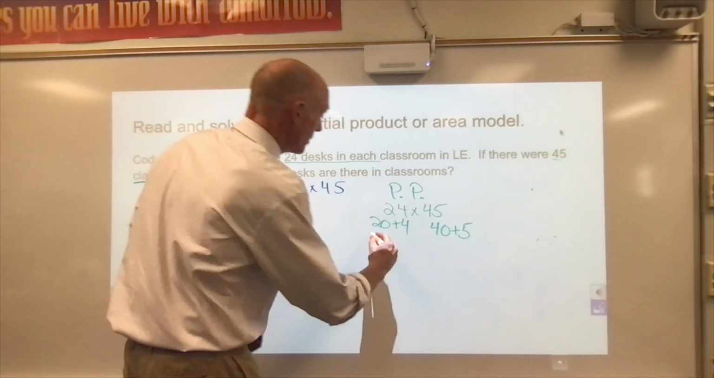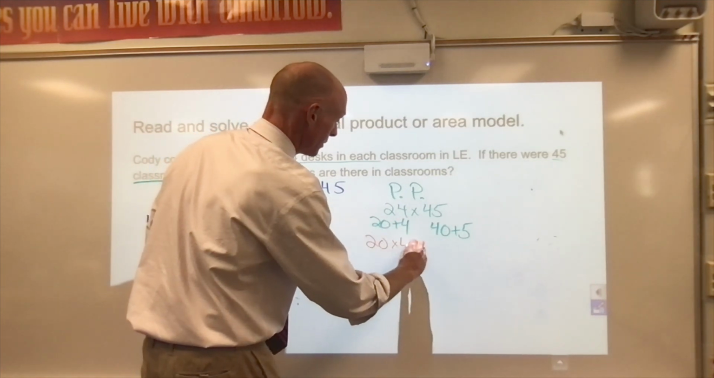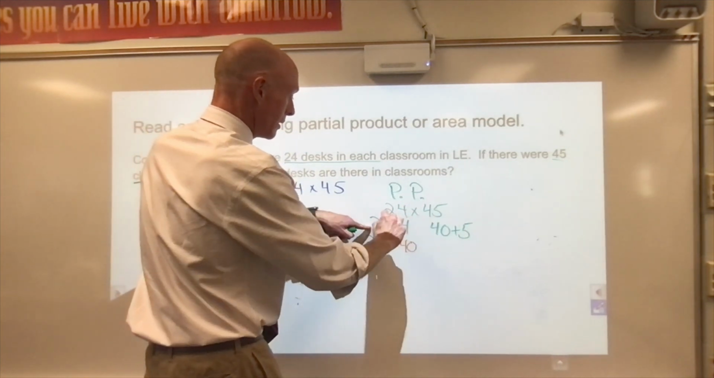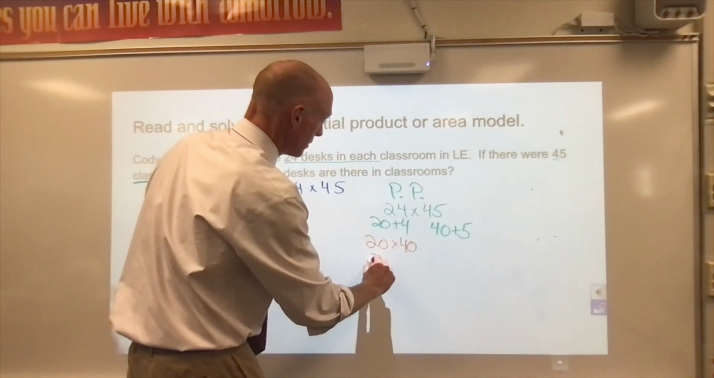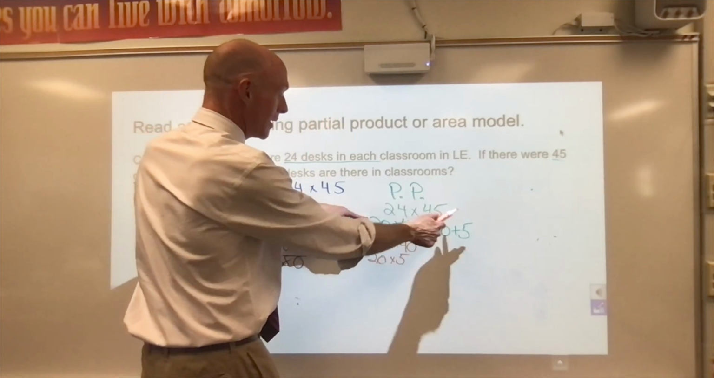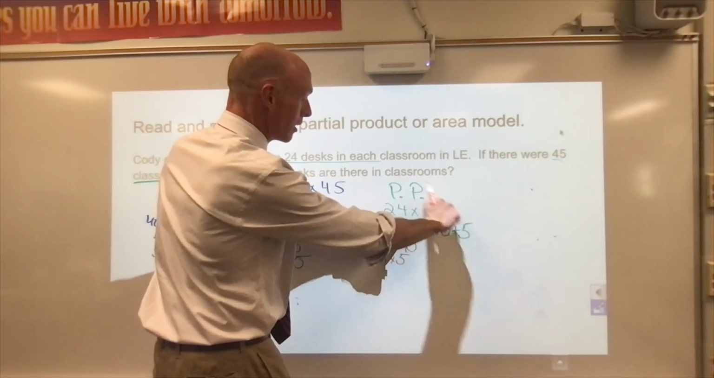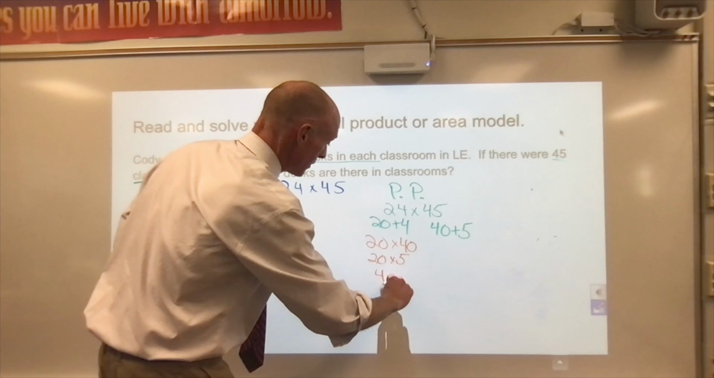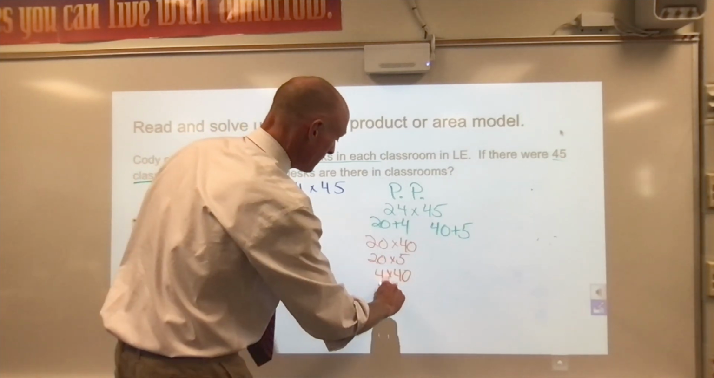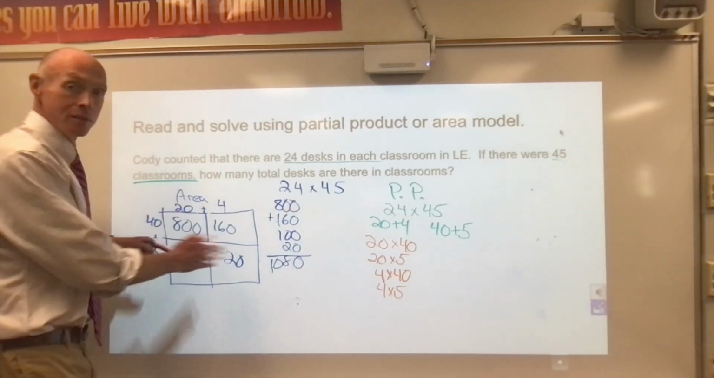Start with 20. We're going to go 20 times 40. Okay. Still with the 20. Now we're going to go 20 times 5. Okay. We've done 20 times 40, 20 times 5. Slide over to the 4. So now we're going to go 4 times 40. And then we're going to go 4 times 5. Pretty similar to this, just lined up differently.